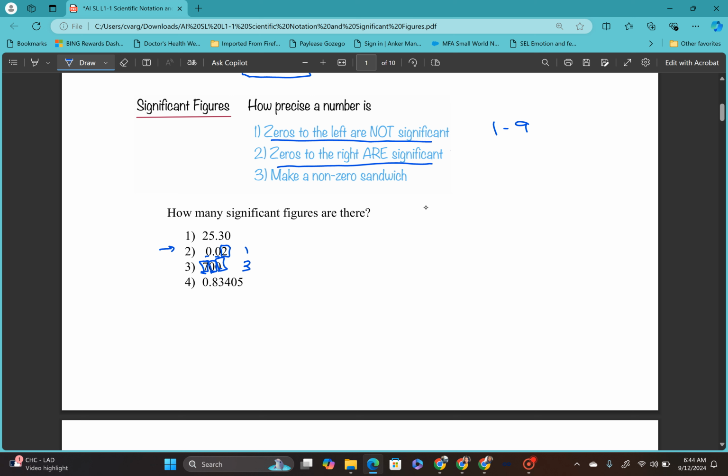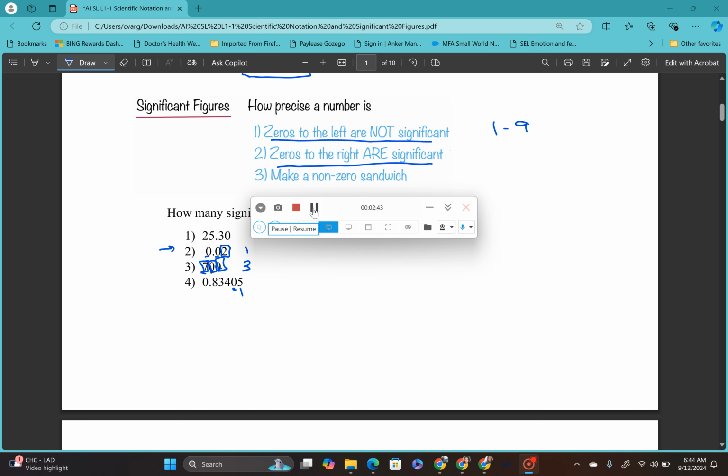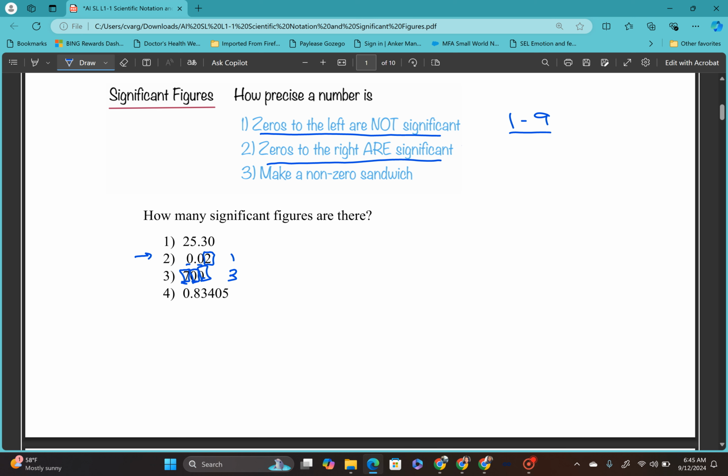Okay. And the third rule is non-zero sandwich, right? So like it makes a non-zero sandwich. So what does that mean, right? You see the 0 right here. It's in between two numbers that are non-zero. So that means that it is significant. So let's take a look and see how many numbers here are significant. Okay. So we know that the 5 is significant because it is a non-zero number. So the 5 is significant. The 0 is in between two non-zero numbers, so that makes that significant. So that's two significant numbers.